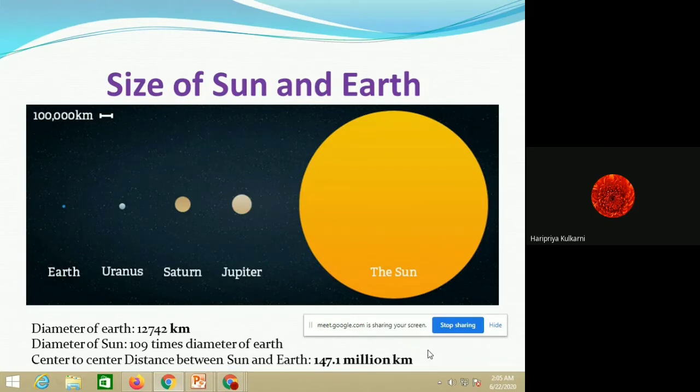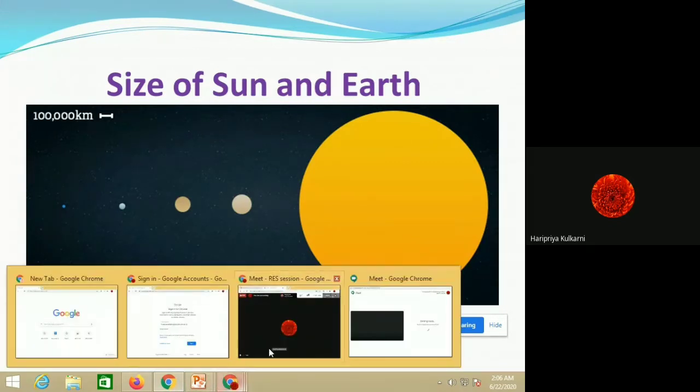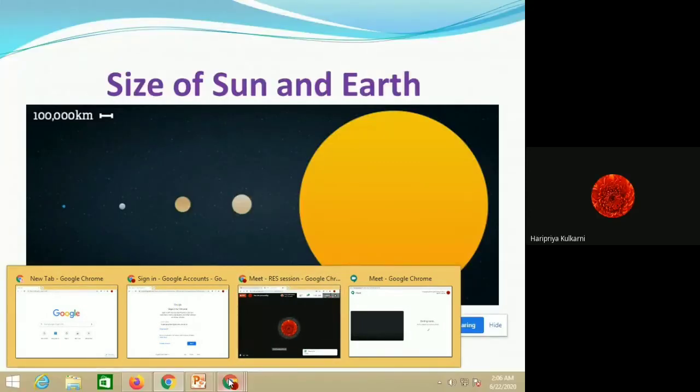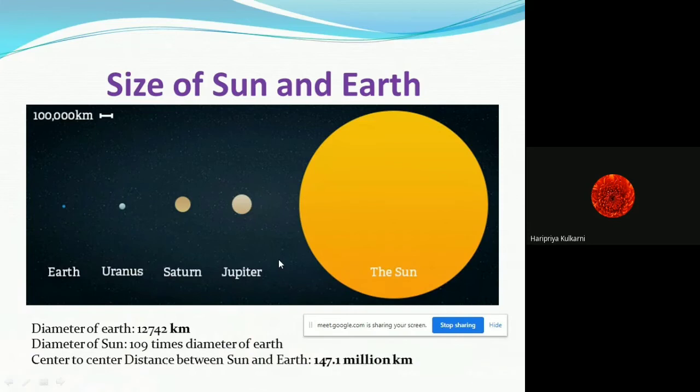Do you know how much is 1 million? Anyone? How much is 1 million? It is 1000 times 1000. So 6 zeros on 1 is called 1 million. So here you will have 147.1 million kilometers. This is the distance between the sun and earth.